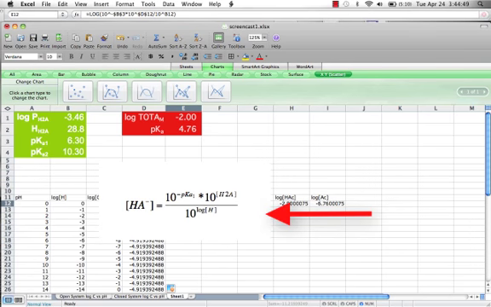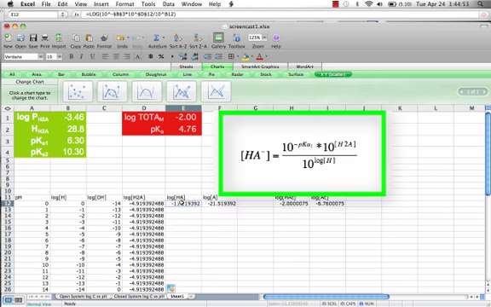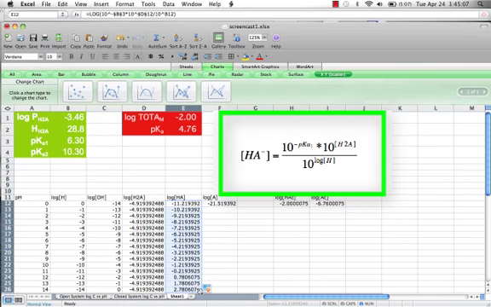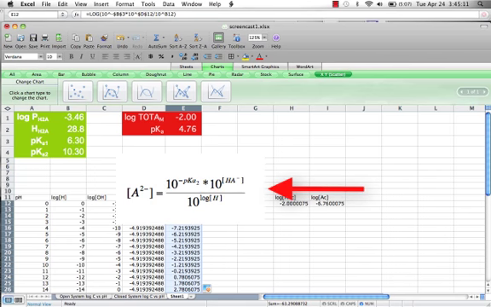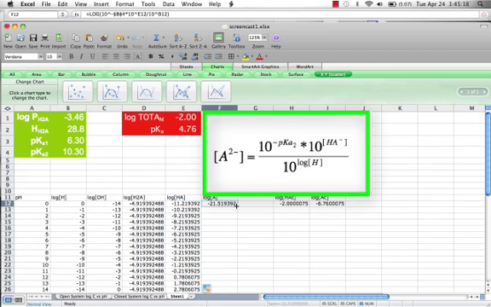Here is our equation for bicarbonate. Notice that it's dependent upon the concentration of carbonic acid and the pKa1 and the pH, so that will be varying over our pH range. And we can see that looks good. Here's our equation for our carbonate. Notice again that will be varying over our pH range.